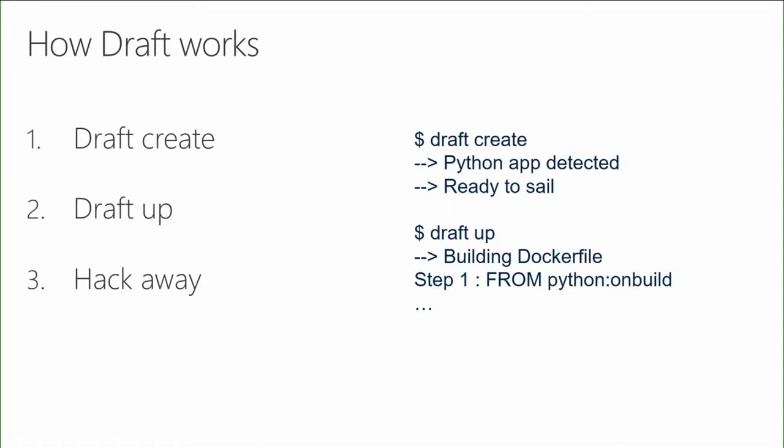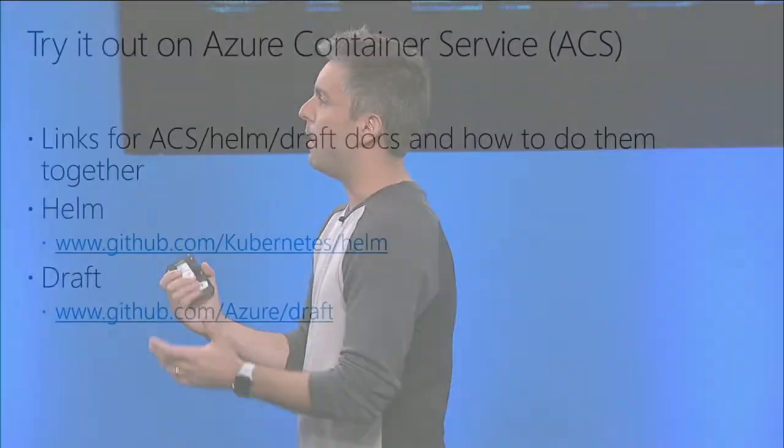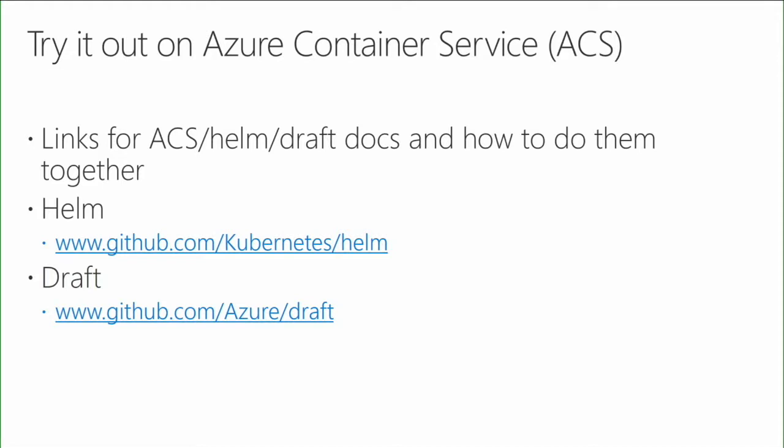Hack away, get to work on your application, make sure that it's doing what you need it to do. And once you're done, you can commit those changes, push them up to source control where a continuous integration system can take over. So those are the three steps. Draft, again, making it incredibly easy to get started with Kubernetes.